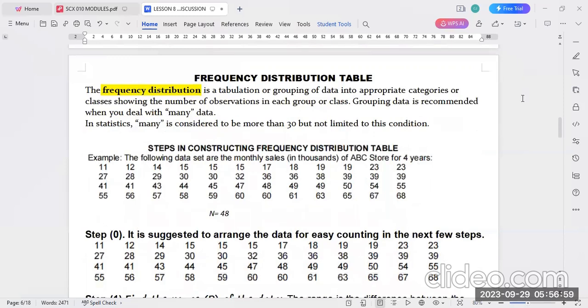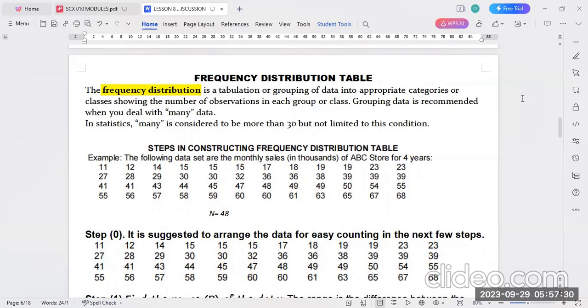Now let's proceed to the frequency distribution table. The frequency distribution is a tabulation or grouping of data into appropriate categories or classes, showing the number of observations in each group or class. Grouping data is recommended when you deal with many data. So in statistics, when we say many, this is considered to be more than 30, but not limited to this condition.